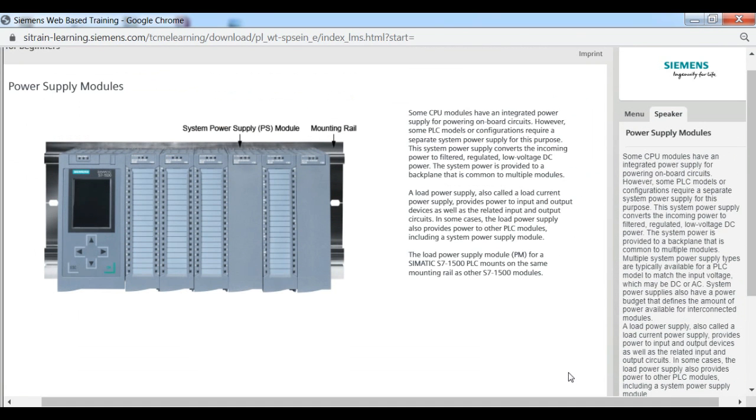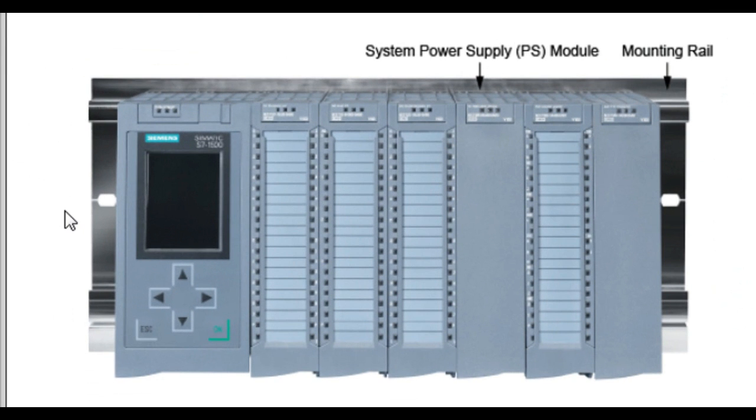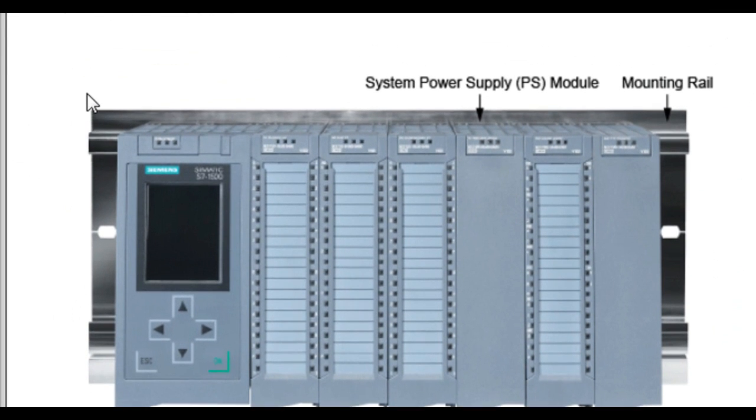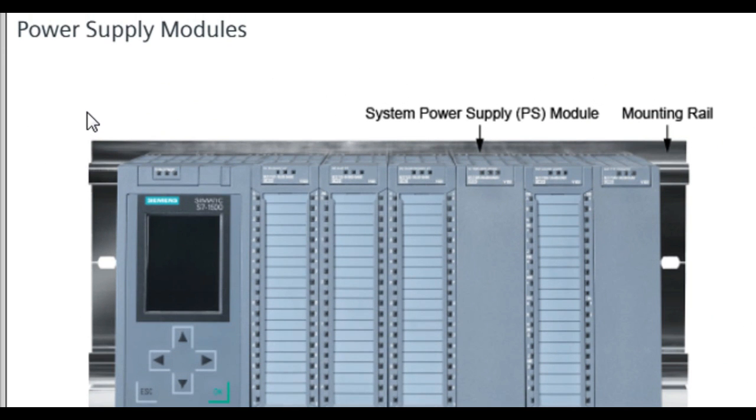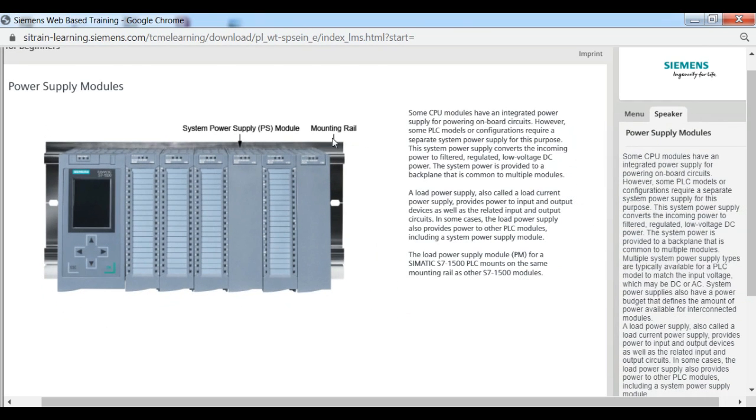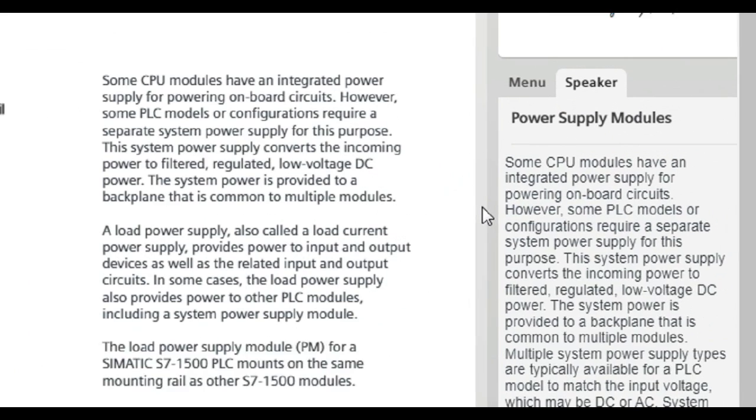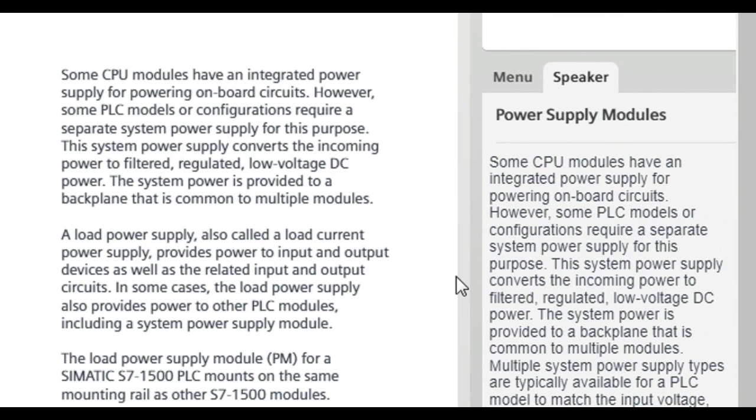Some CPU modules have an integrated power supply for powering onboard circuits. However, some PLC models or configurations require a separate system power supply for this purpose. This system power supply converts the incoming power to filtered, regulated, low-voltage DC power. The system power is provided to a backplane that is common to multiple modules.